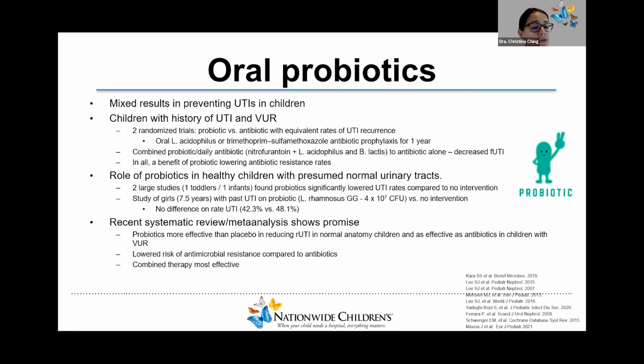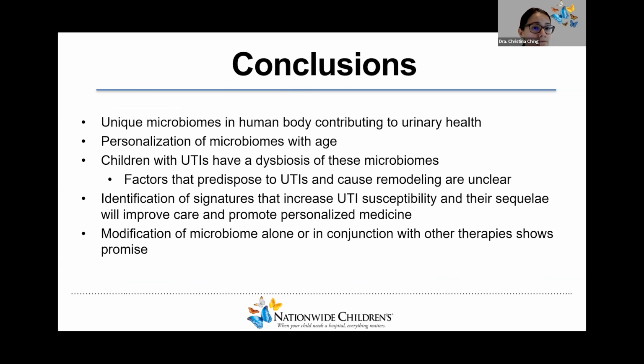In a systematic review, probiotics are shown to have promise in kids, being more effective than placebo in reducing recurrent urinary tract infections in normal anatomy children and as effective as antibiotic prophylaxis in children with reflux. They also lowered the risk of antimicrobial resistance in bacteria compared to those children that were on antibiotics. And a combined therapy of probiotics with antibiotics was the most effective. Still, neither the US Food and Drug Administration nor the European Food Safety Authority have yet approved any probiotic for treatment or prevention of disease.